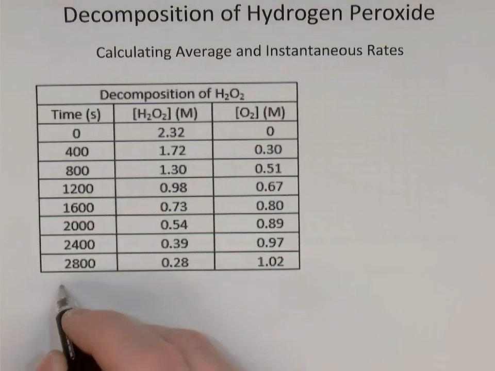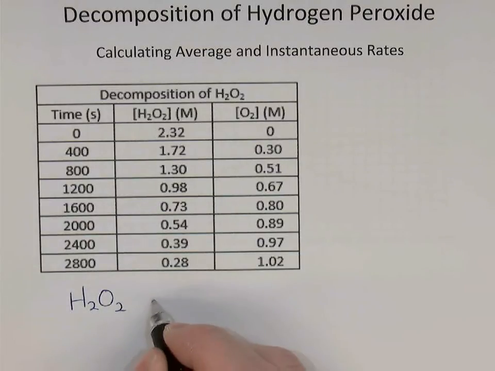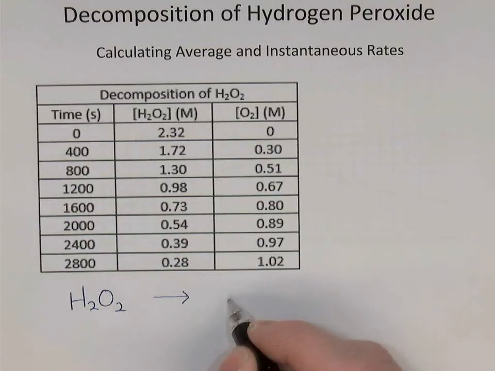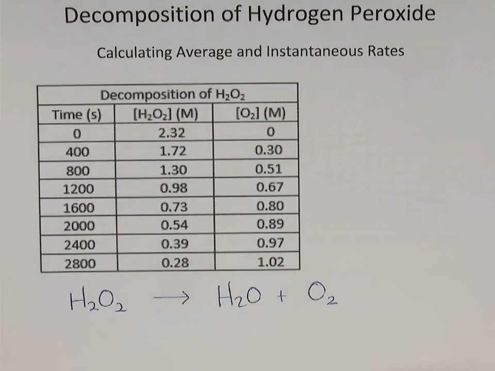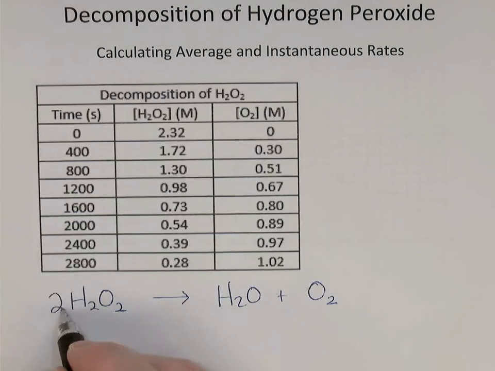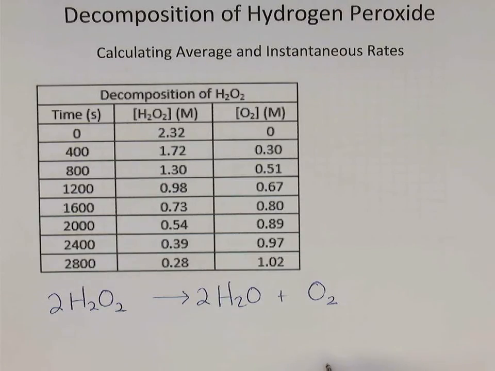Let's write a balanced equation for that. Hydrogen peroxide is H2O2. And as it decomposes, it'll form water and oxygen gas. When you balance this equation, 2 molecules of hydrogen peroxide decompose to give 2 water molecules and 1 molecule of oxygen gas.